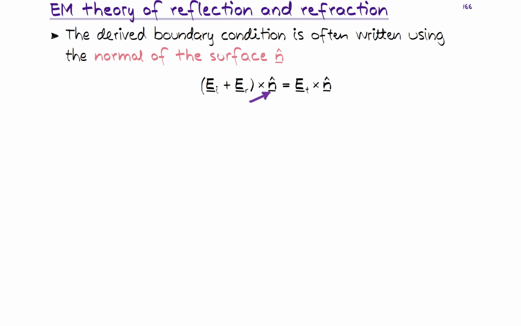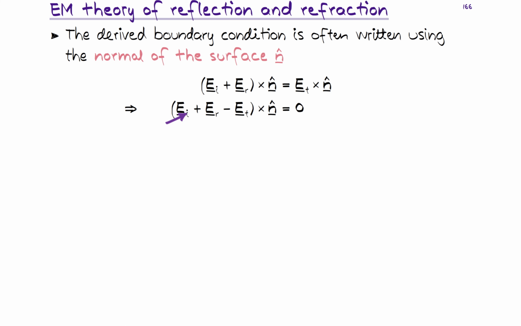So essentially, okay, let me write out the other parts and then explain a little bit how this is the case. I can take the right-hand side of the equality and put it on the left-hand side. So what is left is that I have the incident field plus the reflected field minus the transmitted field, and I take the vector product with the surface normal, and this must be a zero vector.